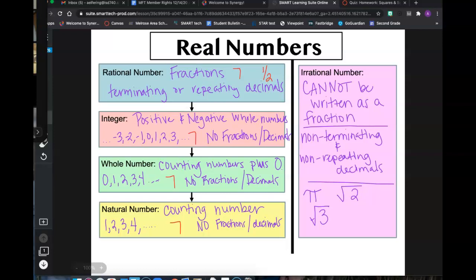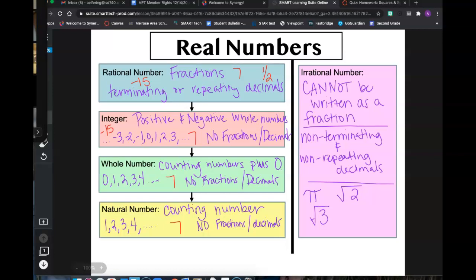I could give you another example like -15. -15 is a rational number because I could write it as a fraction. -15 is also an integer, so I could put it in that category. But -15 is not a whole number because whole numbers are not negative. So that only fits in 2 categories.